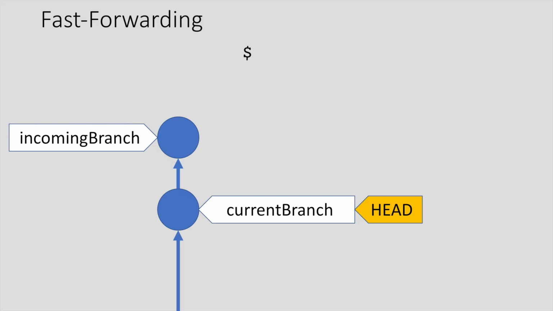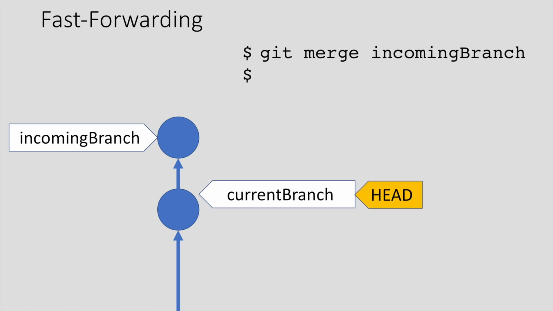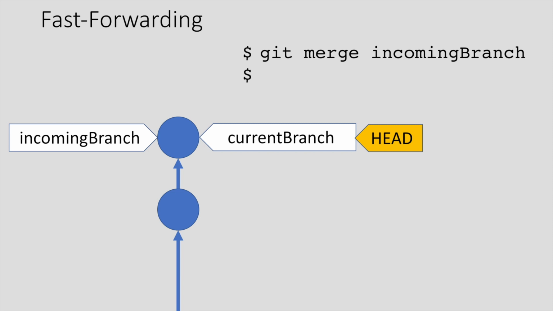Fast forwarding. Suppose that the current change is in the history of the incoming change. Then there is no need to create a merge commit to combine the changes. So Git won't create one. Instead, Git will do this. It will point the current branch to the incoming change. This is called fast forwarding.